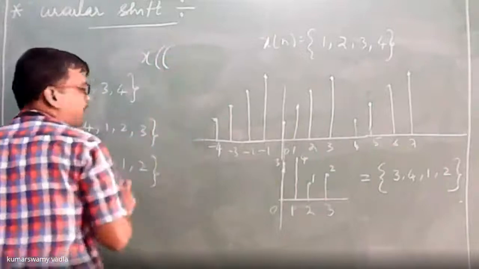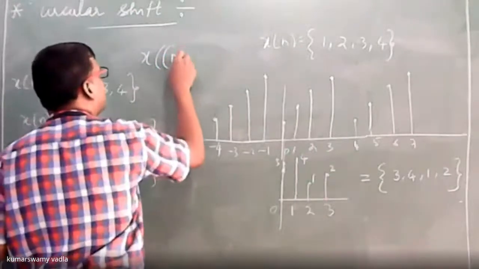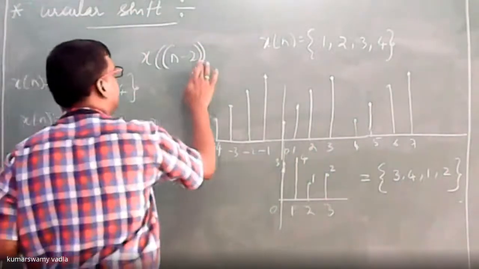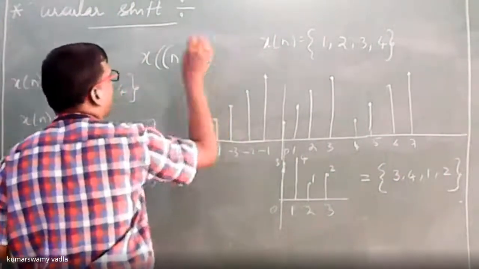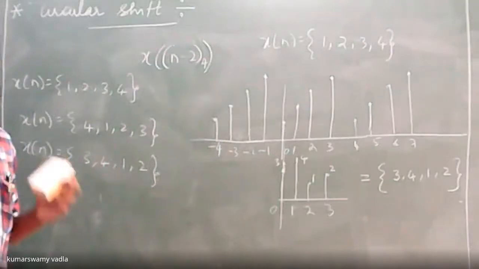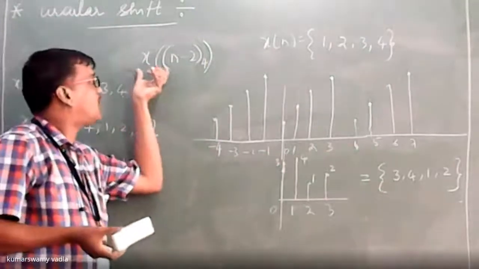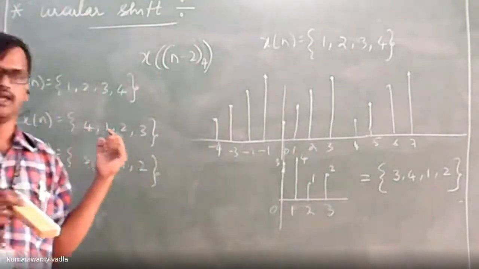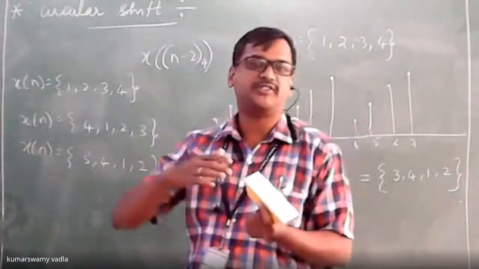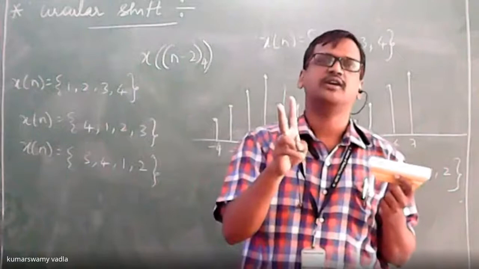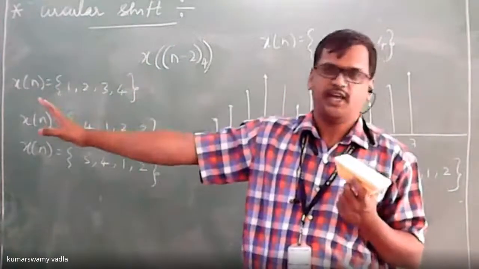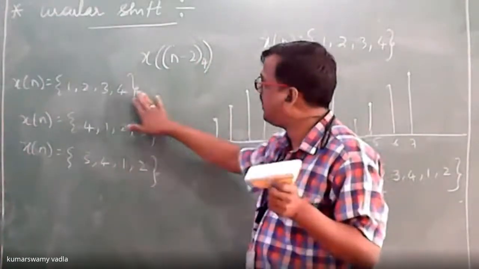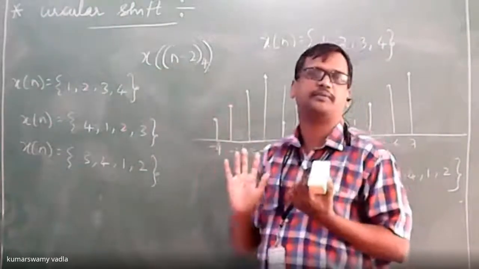x((n minus 2)) of 4, they write it as 4 and complete. Meaning that x of (n minus 2) mod 4. N minus 2 means you need to shift circularly 2 times, mod 4. As I am taking 4 sequence here, I wrote 4. There are some problems wherein they give 8 sequence and tell you to do all this activity.